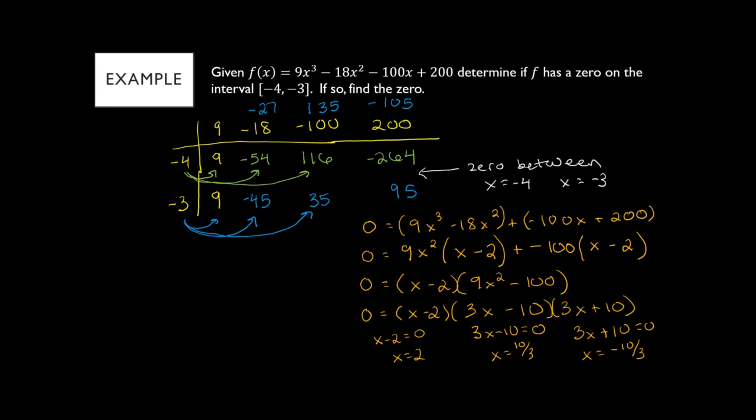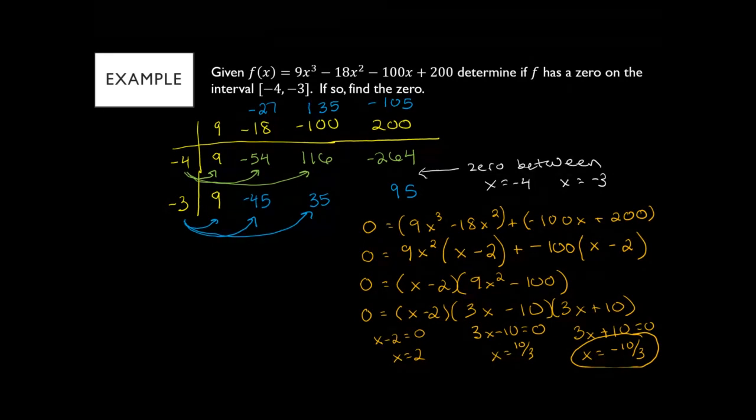So we have 3 zeros for this function, but the question says find the 0 that is in the interval between -4 and -3. So 2 of our zeros are positive, which means they're definitely not between -4 and -3. The only one that is between -4 and -3 is the -10 thirds. That is basically -3 1/3, and it does fit in between that interval.